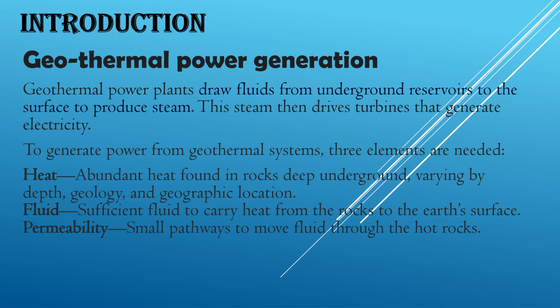To generate power from geothermal systems, three elements are needed. The three elements are heat, fluid, and permeability. First, heat: the most abundant heat is found in the rocks deep underground, varying by depth, geology, and geographic location. The fluid carries heat from the rocks to the earth's surface. Permeability: small pathways are required to move the fluid through the hard rocks.